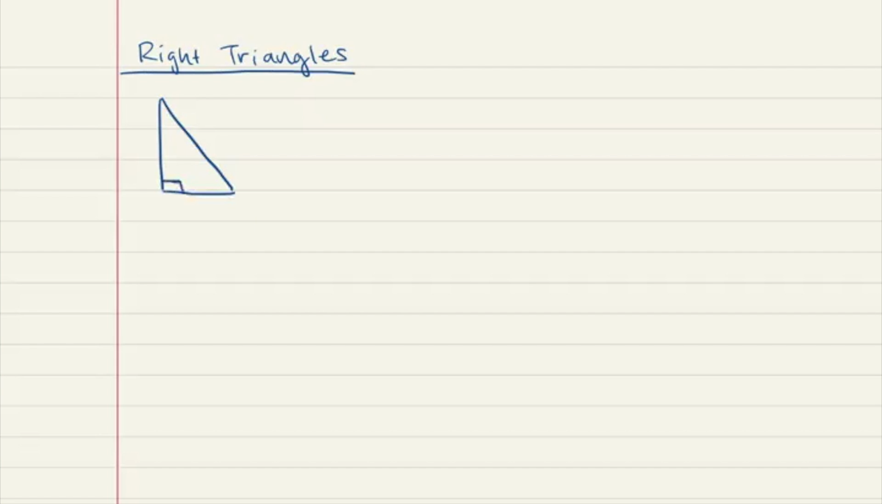A right triangle is one that has a 90-degree angle, generally signified by the small square on one of the vertices as shown here. So how do we find the area of a right triangle? Well, let's take an example. Let's take this triangle with leg lengths of 3 and 5 units. Here's how we do this.